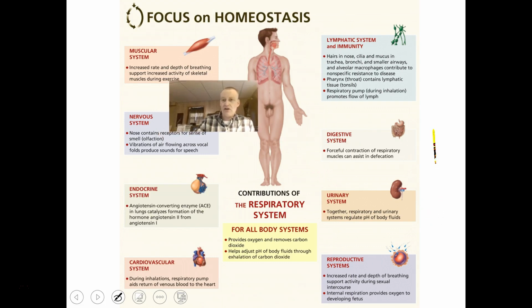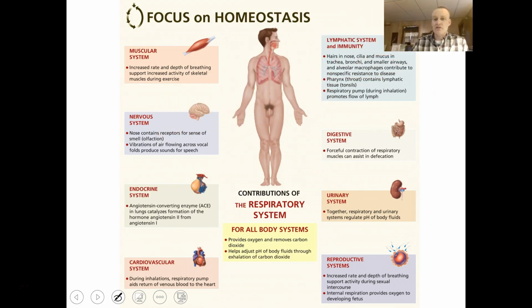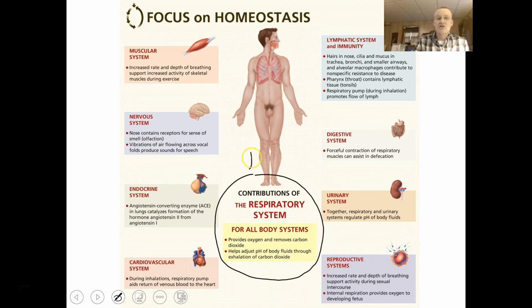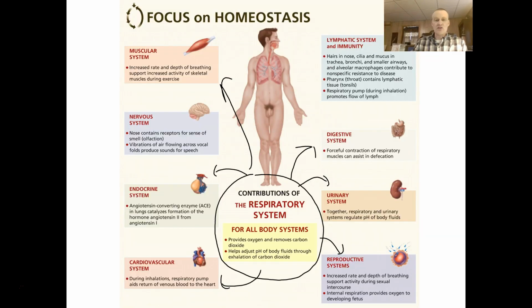Never, ever, ever learn a system without putting it into context. The respiratory system is going to be basically involved in all the different systems of the body, and you should always put that into context and understand how all the systems of the body are integrated into all the other systems. Okay, well, that does it for the respiratory system.